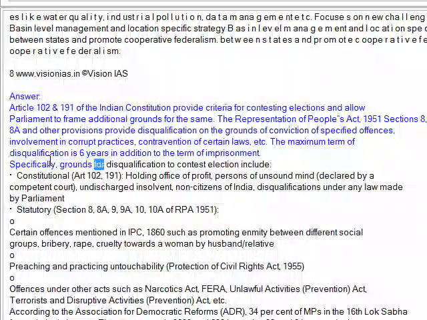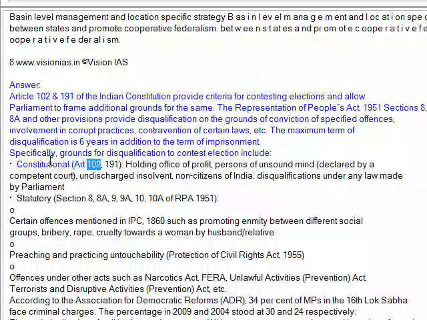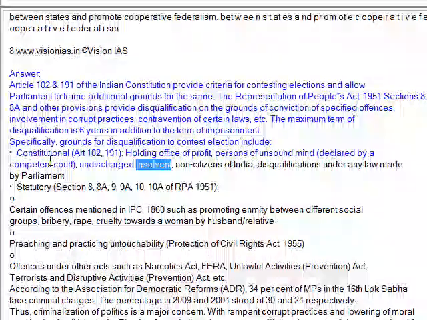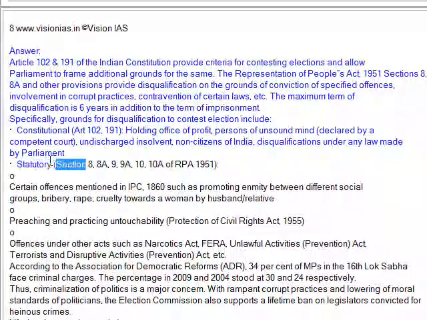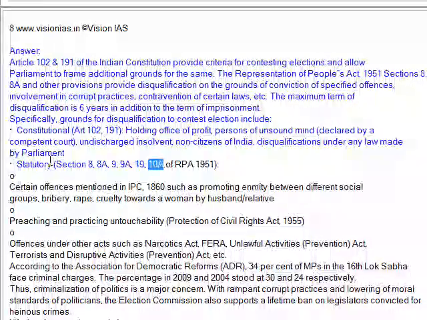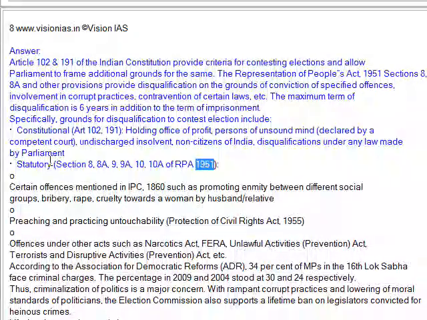Specifically, grounds for disqualification to contest election include: Constitutional, Art 102, 191: holding office of profit, persons of unsound mind declared by a competent court, undischarged insolvent, non-citizens of India; disqualifications under any law made by Parliament, statutory: Sections 8, 8A, 9, 9A, 10, 10A of RPA 1951.